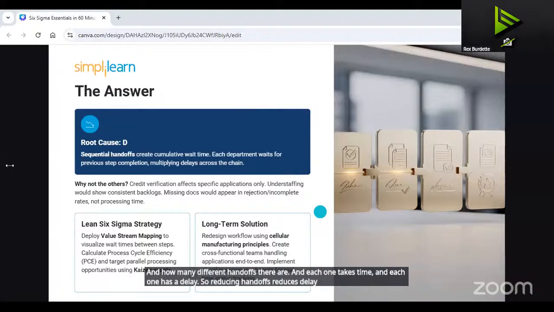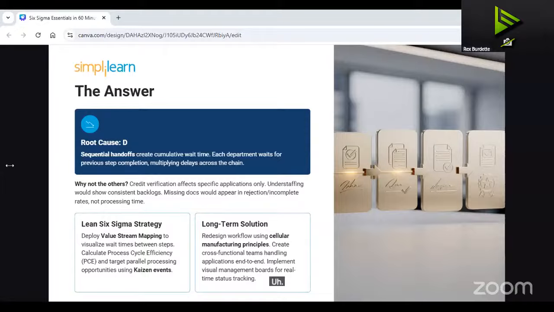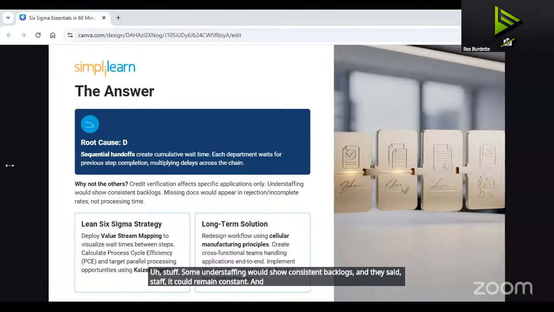So why not the others? The logic was credit verification affects specific applications only. Some people are going to come in there with stellar credit ratings and they don't need that additional stuff. Understaffing would show consistent backlogs, and they said staffing could remain constant. And missing docs would appear in rejection and incomplete rates, not processing time. And that's true. You're not going to count all of your rework in your processing time.